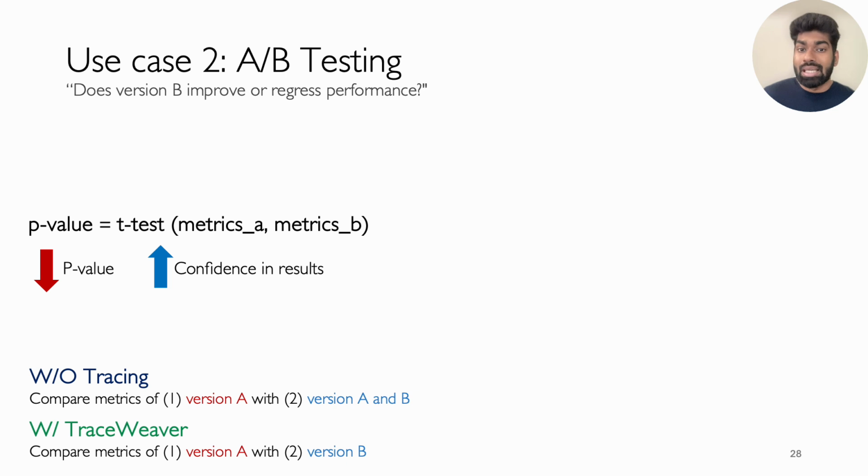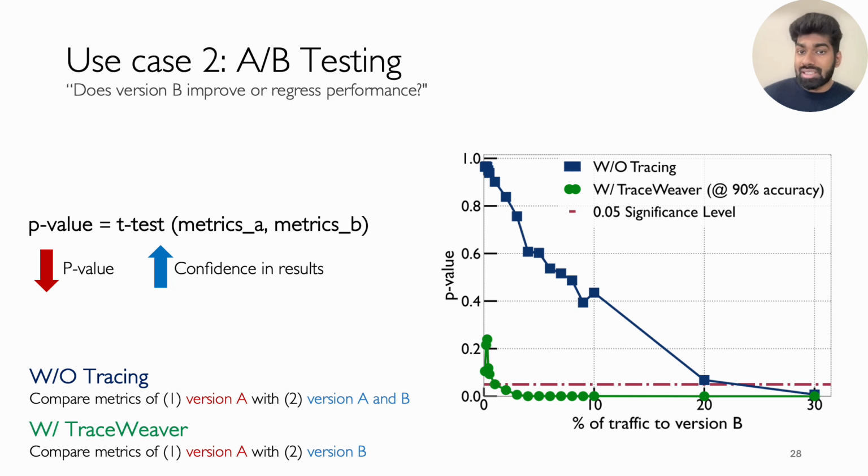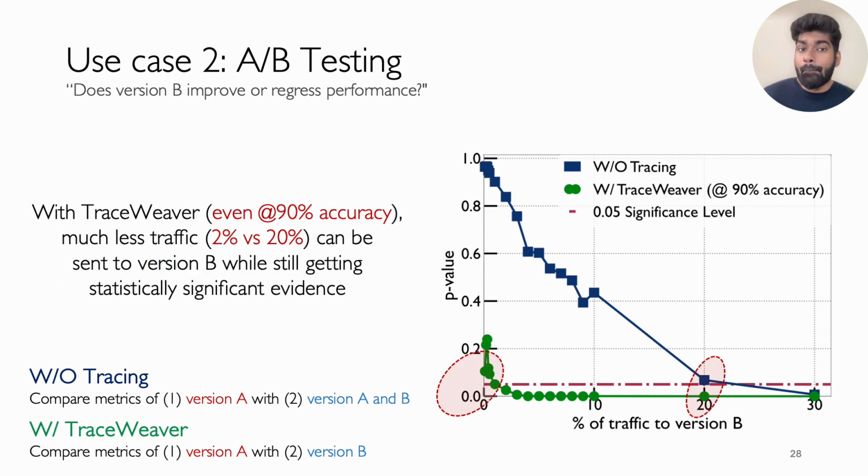Also, for context, in an A/B test, the way it works is you apply a t-test on the two sets of metrics to get a p-value. A lower p-value implies more statistical significance, but requires much more metrics data to be gathered. As you can see in the plot, without tracing, which is the blue curve, almost 20% of traffic must go to B to achieve the required p-value. With TraceWeaver, which is the green curve, only 2% of traffic needs to be redirected to B to achieve the same statistical significance. So essentially with TraceWeaver, even at 90% accuracy, much less traffic can be sent to version B while still getting statistically significant evidence, which is great because if version B is bad, we're exposing fewer clients to that version.